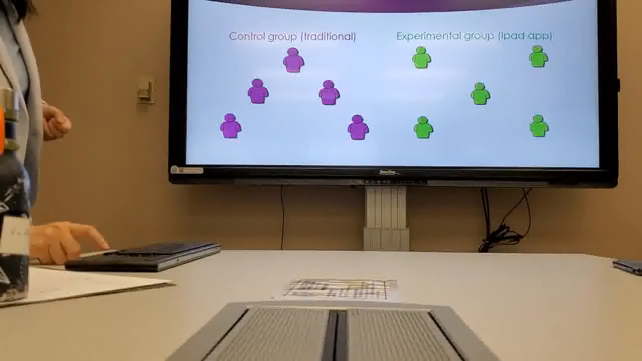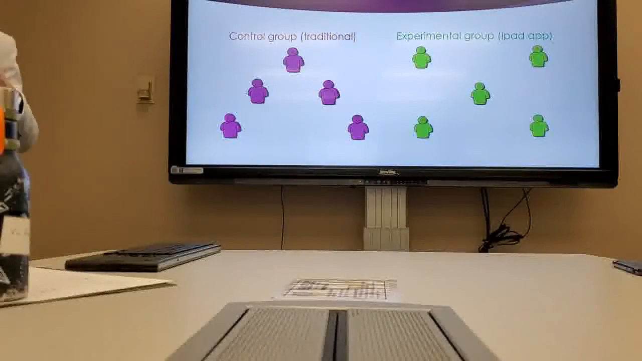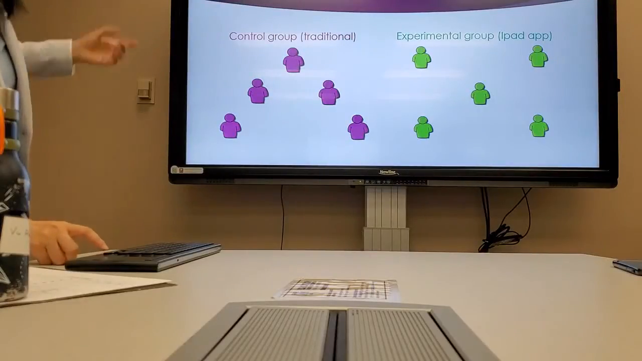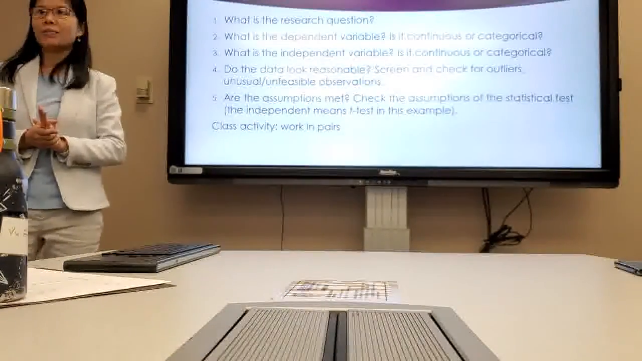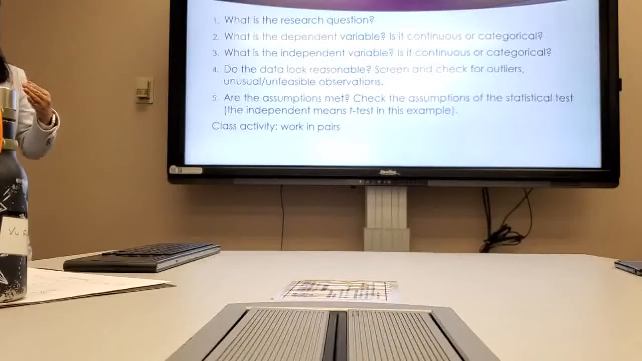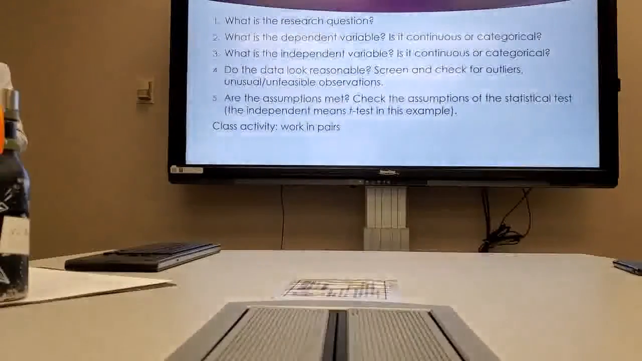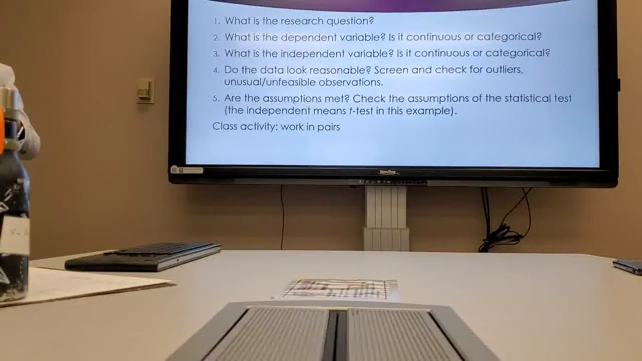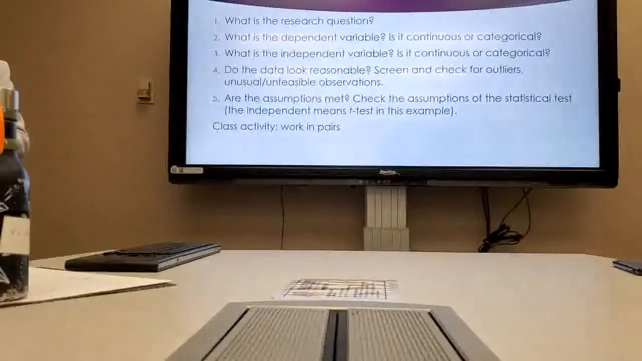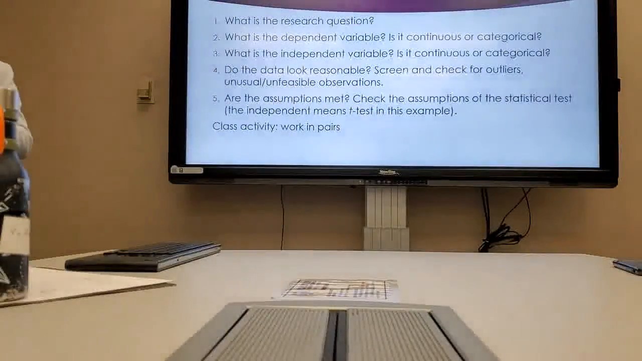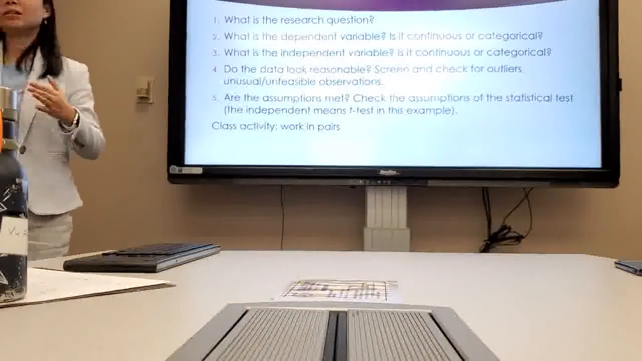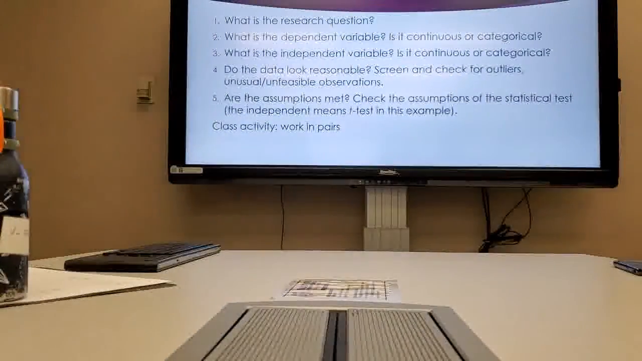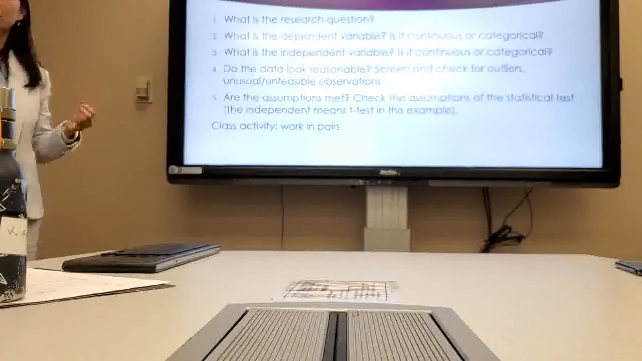At the end of the semester, the teacher administers a math test and records the score from these 10 students. Before you do any analysis, I recommend you go through these questions to screen the data: what is your research question, what is your dependent variable, what is your independent variable, and is it continuous or categorical, to make sure the t-test is used appropriately. As we mentioned earlier, we need the dependent variable to be continuous, and the independent variable to be binary, which is 2 groups, right?